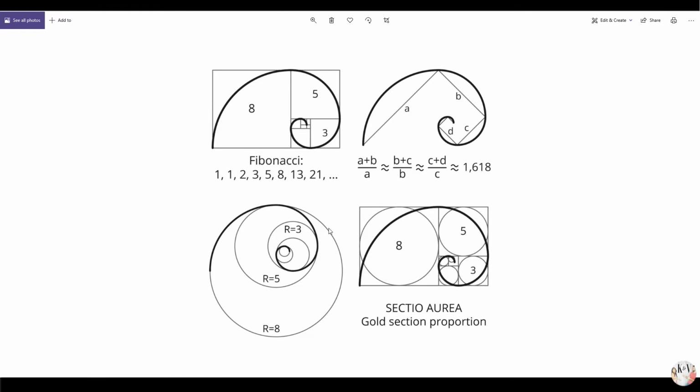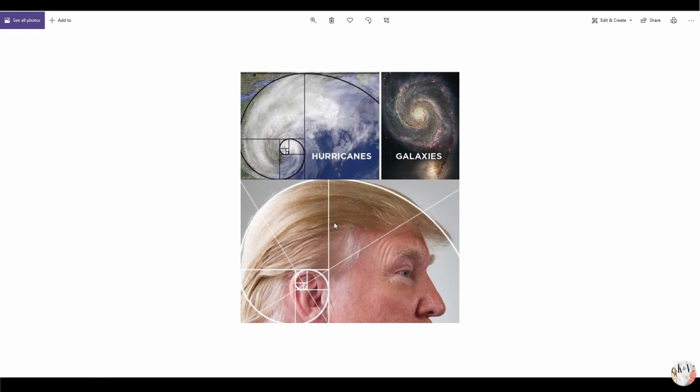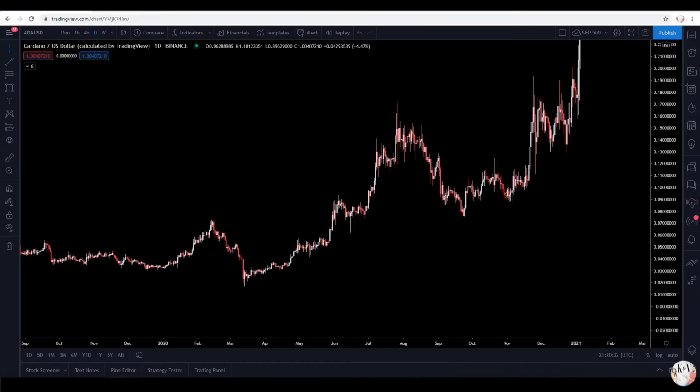And again, I'm not going to be going too deep into it. You can see even Trump's haircut has Fibonacci. And we can see galaxies and hurricanes, and they're all following the Fibonacci sequence, which is pretty cool.